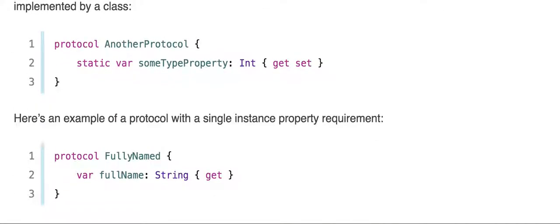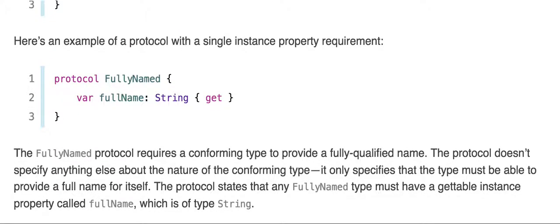Here's an example of a protocol with a single instance property requirement. Protocol FullyNamed, var fullName: String, get. So this protocol requires a conforming type to provide a fully qualified name, and the protocol doesn't specify anything else about the nature of the conforming type. It only specifies that the type must be able to provide a full name for itself. The protocol states that any FullyNamed type must have a gettable instance property called fullName, which is of type String.